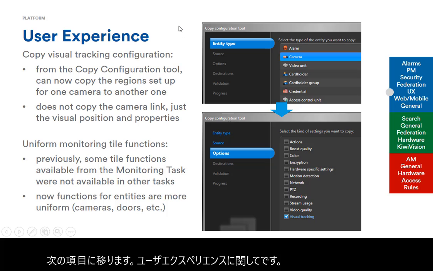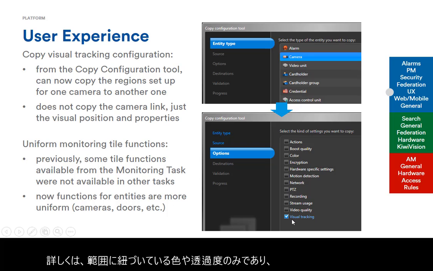Moving on in the user experience, I mentioned the copy configuration tool before, and we've added a few things to it. Another thing we can copy from there is actually the visual tracking information. So if we choose camera as the entity type, there's a step in between, of course. We choose which camera, and then under the options, we can now choose visual tracking. What it's going to copy in this case is the areas that we've got set up under the visual tracking configuration for that camera.